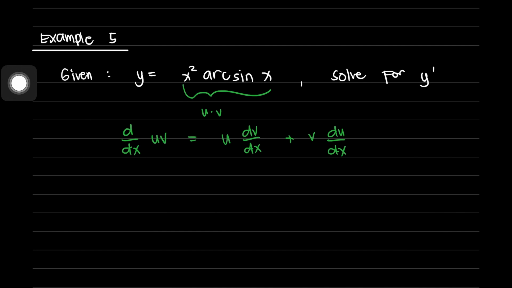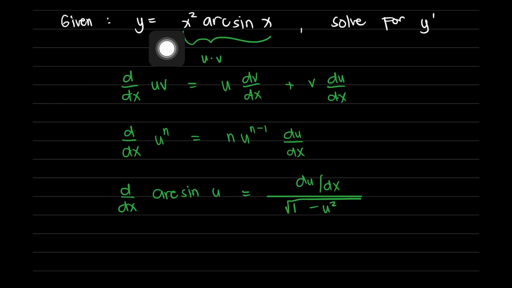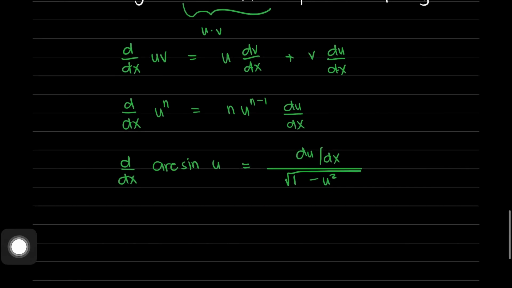and we also have arcsine of u in here, the formulas that we are going to use would be the derivative of u raised to n, which is n u raised to n minus 1 du over dx, and the derivative with respect to x of arcsine of u, which would be equal to du over dx all over the square root of 1 minus u squared. So these would be the formulas that we are going to use. And solving for y prime, right?